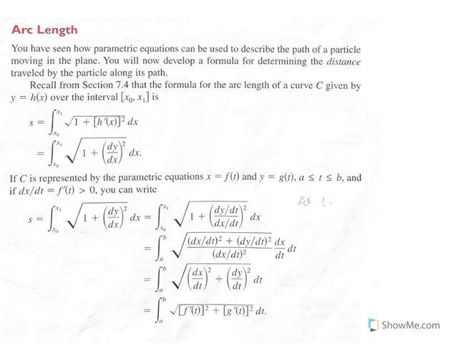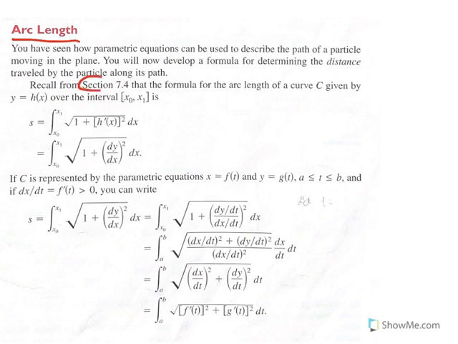So we will read through the derivation. Arc length. You have seen how parametric equations can be used to describe the path of a particle moving in the plane. You will now develop a formula for determining the distance traveled by the particle along its path. So if you're finding arc length in the context of motion in the plane, then you're finding the distance traveled by the object as it is moving along the xy plane.